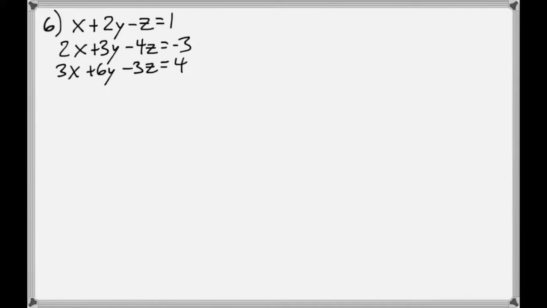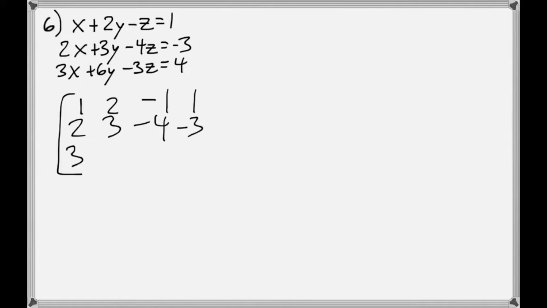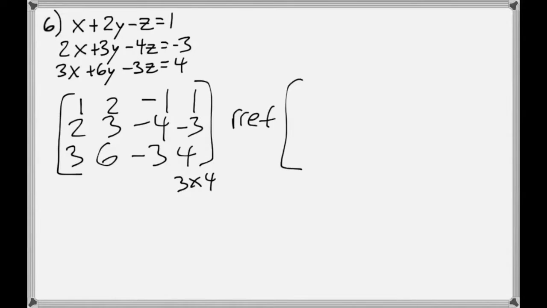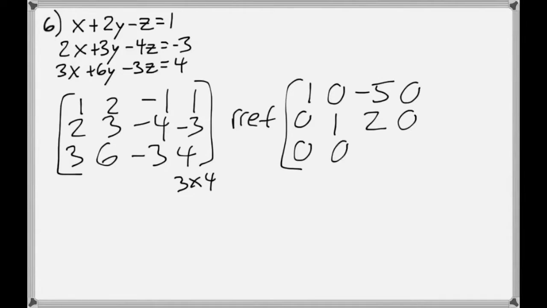We're going to solve using a matrix. So this will be 1, 2, negative 1, 1, 2, 3, negative 4, negative 3, 3, 6, negative 3, 4. And this is a 3 by 4 matrix. So if you do the RREF on the calculator, it's going to get you 1, 0, negative 5, 0, 0, 1, 2, 0, 0, 0, 0, 1.